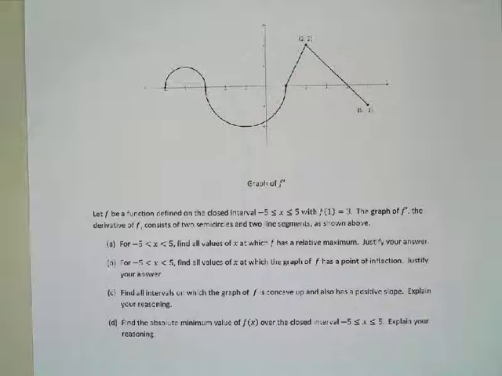I said f of x has a positive slope and is concave up on the interval 1 to 2, because on this interval, f prime of x is increasing, and it's also positive on this interval. Perfect, yes, exactly right. Are we okay with that?